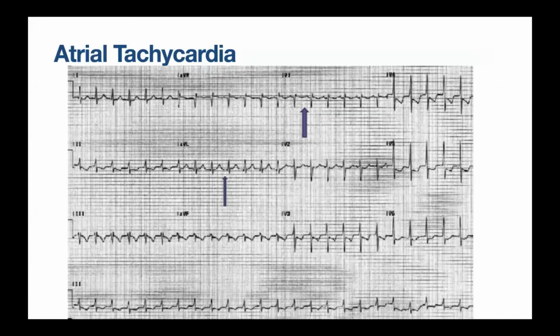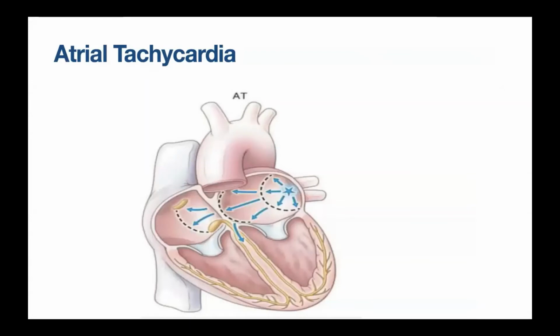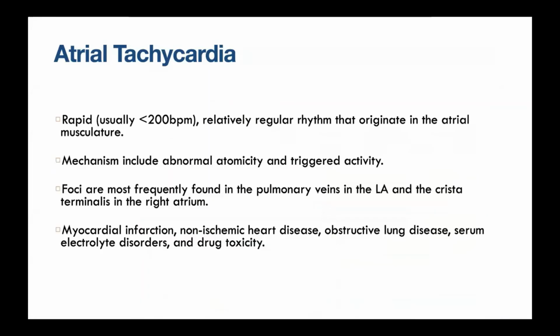Atrial tachycardia is a different mechanism from the previous one. It is most of the time abnormal automaticity. So we have atrial tissue that generates impulses which then conduct through the AV node.